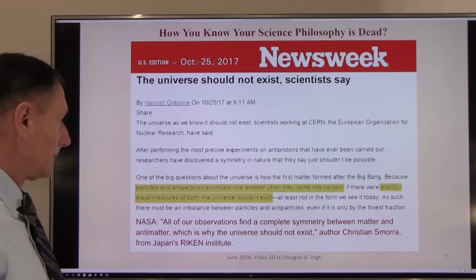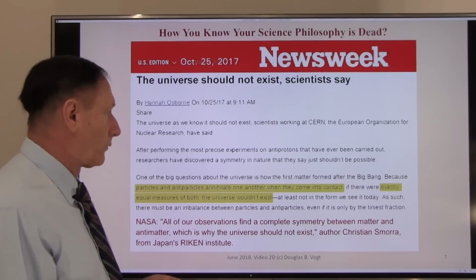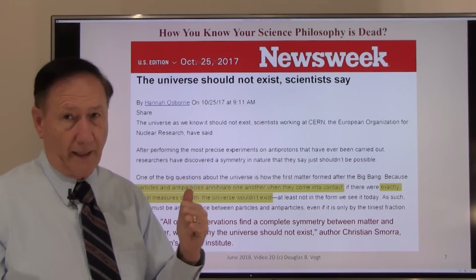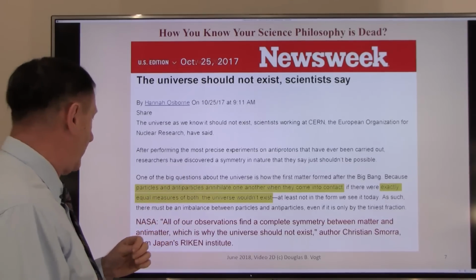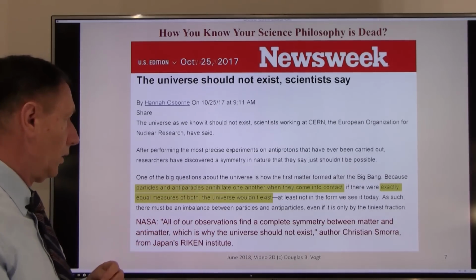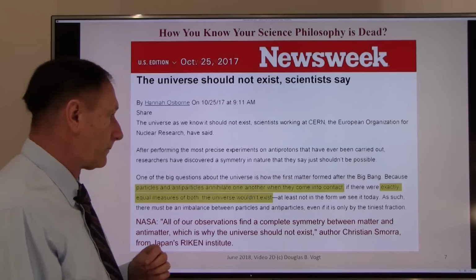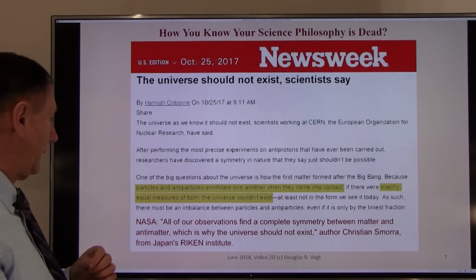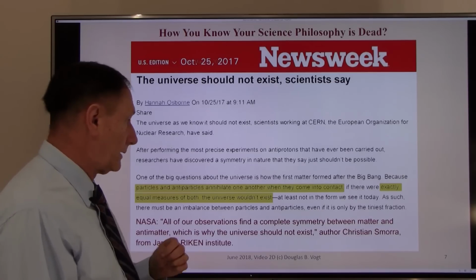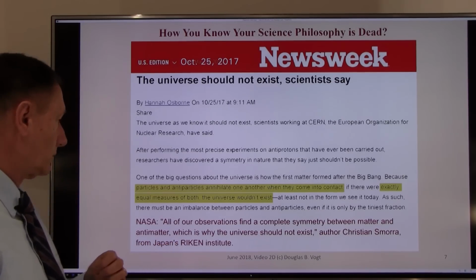One of the big questions about the universe is how the first matter formed after the Big Bang. I'm going to explain what caused the Big Bang. You'll understand. Because particles and antiparticles annihilate one another when they come into contact. If they were exactly equal measures of both, the universe shouldn't exist, or wouldn't exist, at least not in the form that we know today.